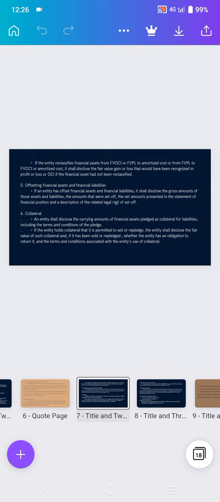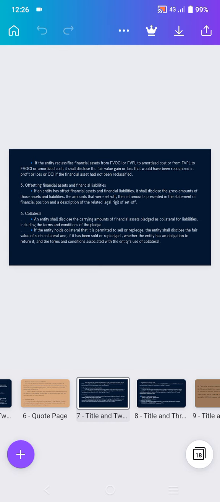So, dito po sa offsetting po sa financial assets and financial liabilities, na kung ano po yung nakuha nyo pong amount, kung ano po yung mga amounts na under bawat categories po nila, kailangan po yung magsara at kailangan po yung ma-offset. Kumbaga po, kung ano po yung na-compute nyo po na amount po, yun yung magiging offset nyo po. At yun din po yung ipapresent nyo po in the statement of financial position and description of the related legal right of set-off. So, number 6, collateral.